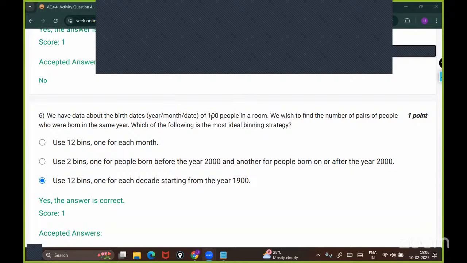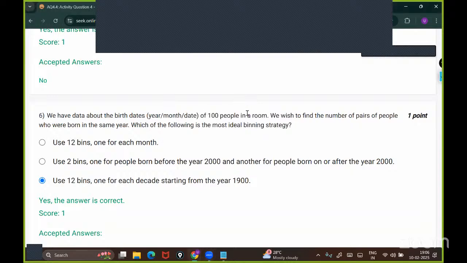No. The thing is, let's say there are 100 people in a room. So there is no possibility for people who were born before 1900, right? Oh, that's why we are doing this. Okay. Yeah, that can be the reason.